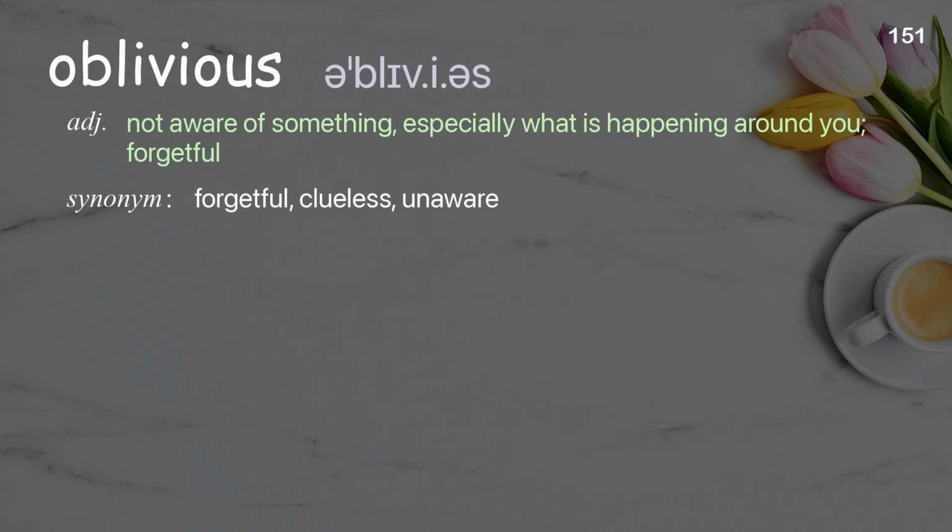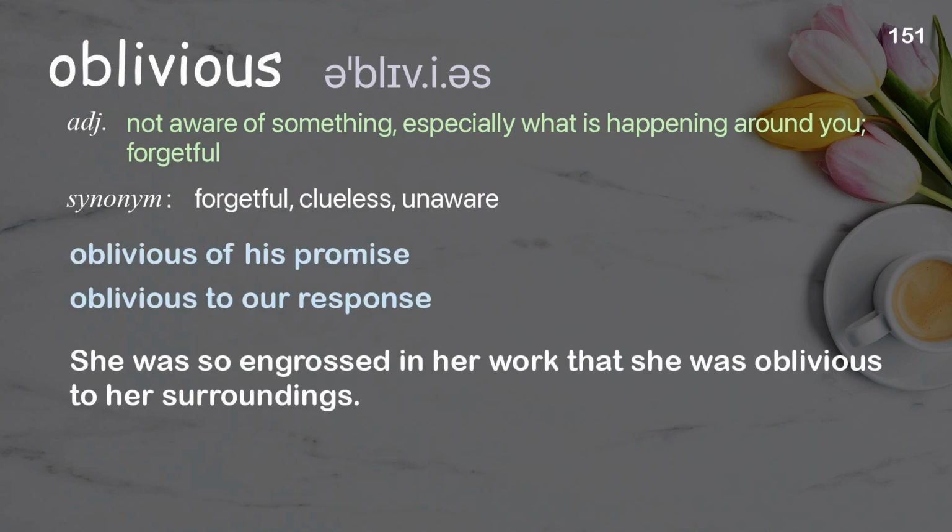Oblivious. Not aware of something, especially what is happening around you, forgetful. Examples: Oblivious of his promise. Oblivious to our response. She was so engrossed in her work that she was oblivious to her surroundings.